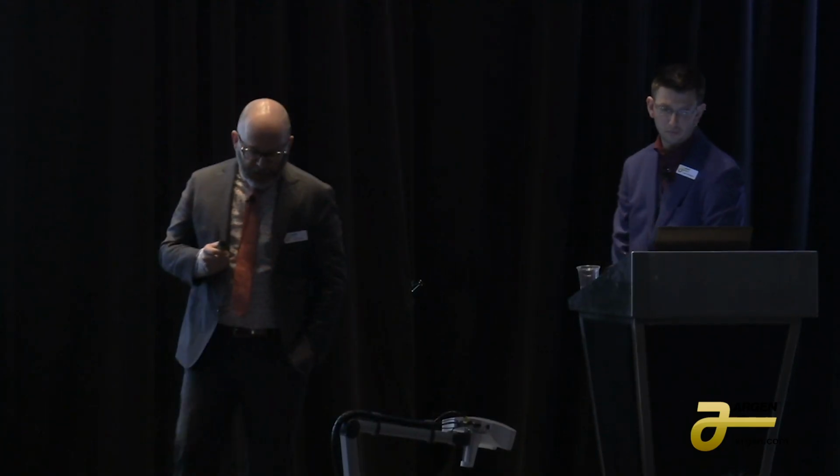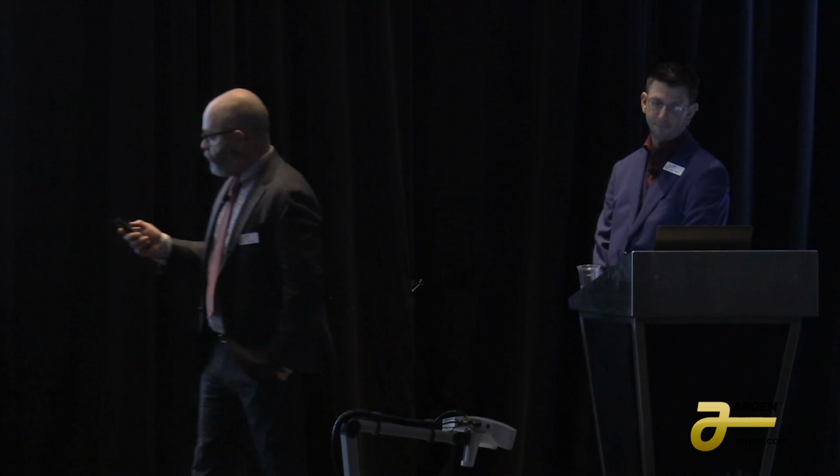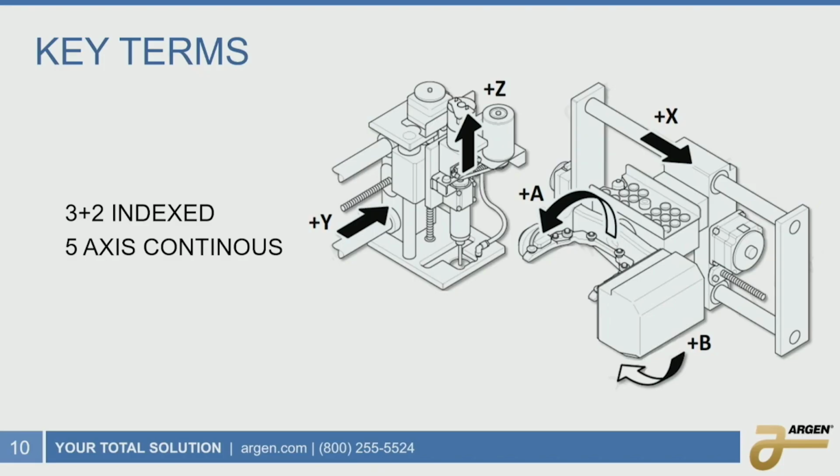The second thing that we want to make sure that we understand here is the difference between a 3+2 indexed and 5-axis continuous. So there's a little bit of a misconception that when you're talking about the Roland mill and you're talking about a Mailbox or Some 3D strategy, and it says 3+2, that you're using a 3-axis portion of the mill, and then when you pick 5-axis, that's when you're using the 5-axis aspect of it.